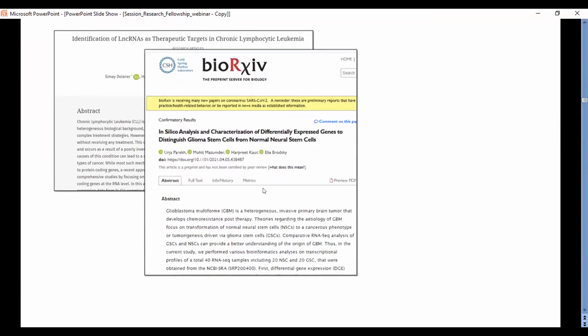Then Ms. Urja Parekh worked on the project entitled Identification of Biomarker to Differentiate between Neural Stem Cell and Glioblastoma Stem Cell, employing publicly available data using various data mining techniques. Today, Ms. Urja Parekh is also going to present her progress on the project.